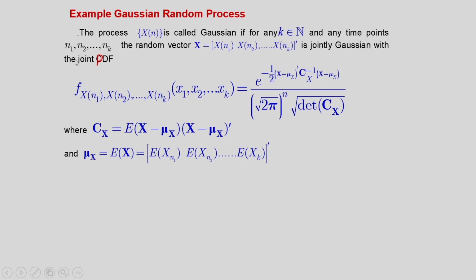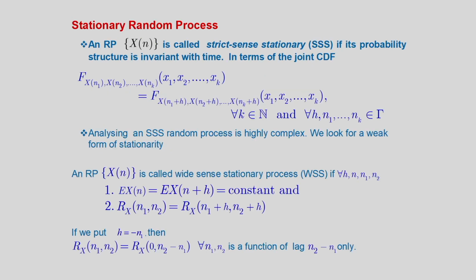So, that way this jointly Gaussian random process is important for us, and it has a comparatively easier description because for any k we can have this joint PDF. Because the probability structure of the random process is very complex, we have to have some simple assumptions. One such assumption is stationary random process.